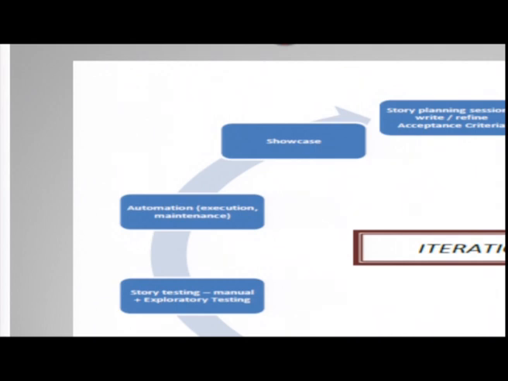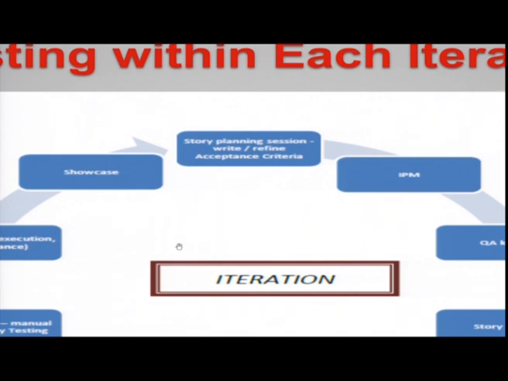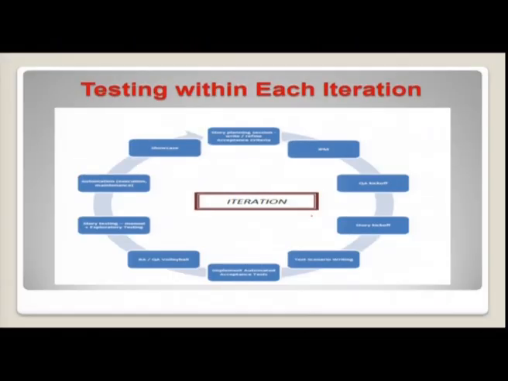Based on the showcasing, if there is any query, any refinement, any rectification, then again the cycle continues, and again the story will be planned. There will be a story planning session. You need to write, you need to refine. Refinement will be done based on the previous showcase. If you are going to start afresh, you will be writing the story planning session. If you are going to showcase from the previous session, then you are going to refine the acceptance criteria. So this is how the testing has been carried out within each iteration.